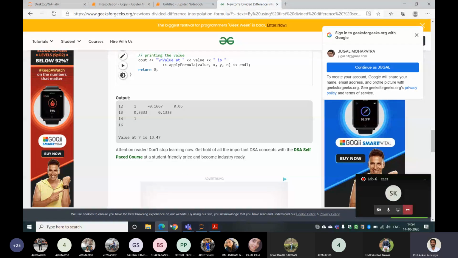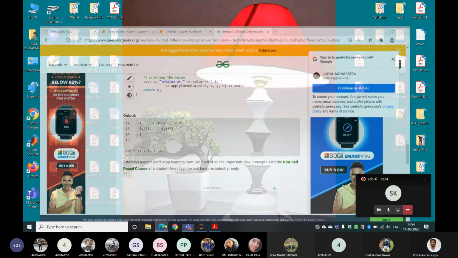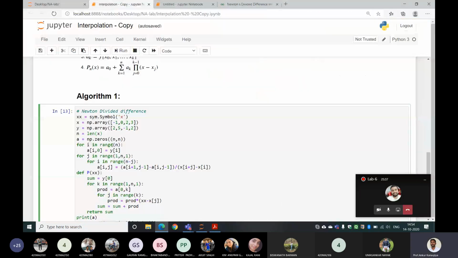So that's why in the program, this line came in the picture. Here I generated a 0 matrix of size n cross n. What is n here? N is the length of this vector. So this length has a 4 vector. So the divided difference table size will be 4 cross 4.